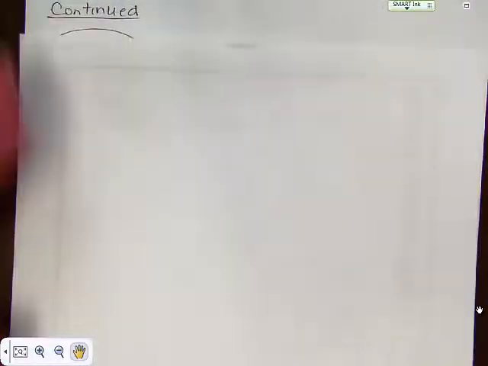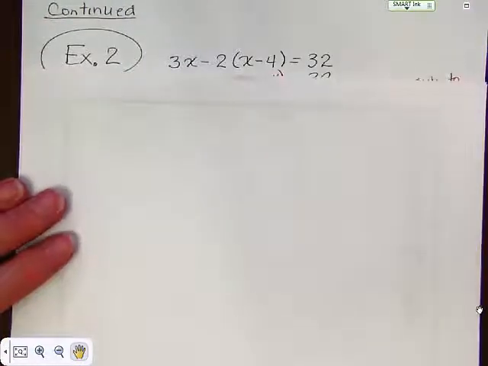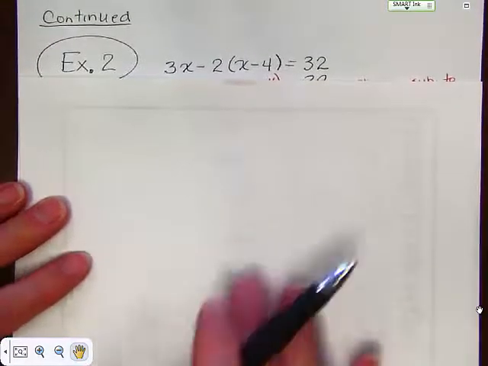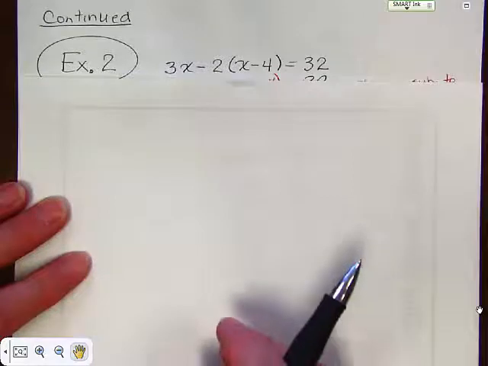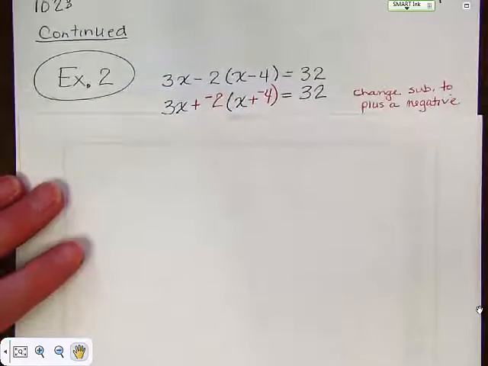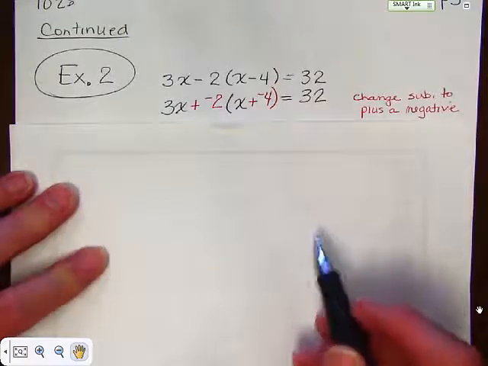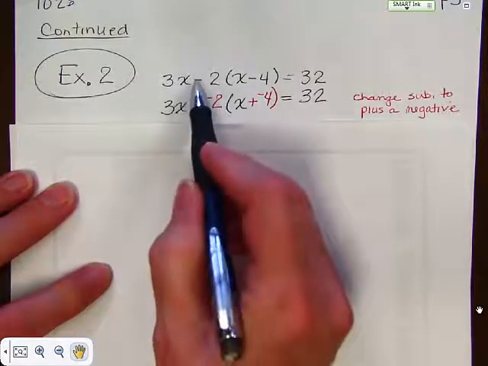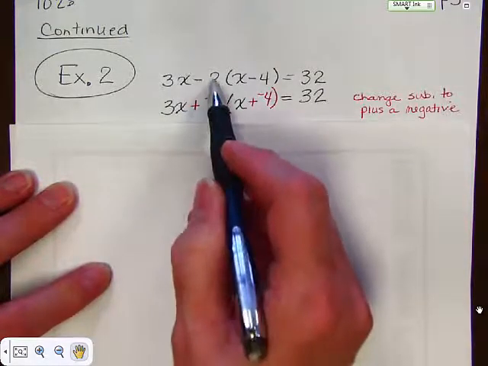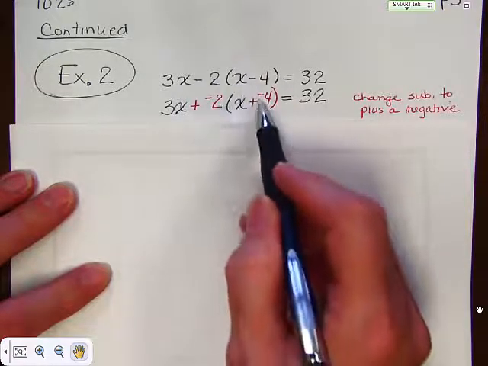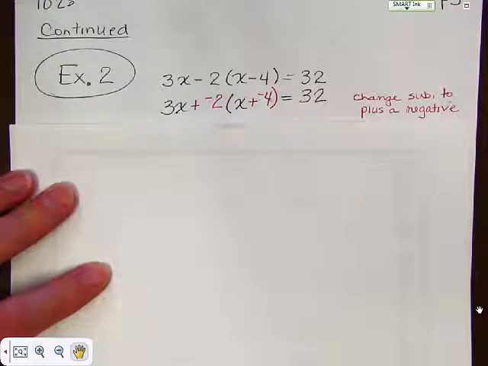All right, this is the last page. I'm going to go over 2 more. I think I have 2 more problems. Okay, so here's another example of a problem that we'd have to solve. We have 3x minus 2 times the quantity x minus 4 equals 32. First thing I'd like to do is change the subtraction to a plus a minus. So this changes to plus, and I put the negative sign on the 2. This changes to plus, and I put the negative sign on the 4. That just makes it easier.